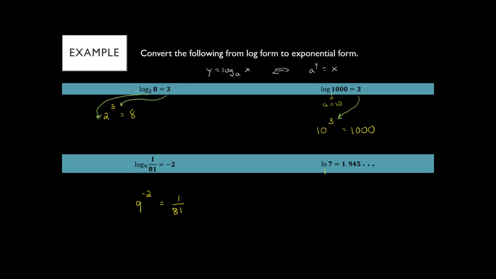So if you see ln, that is telling you that your base is e. So I'm going to write e, and then my exponent here is 1.945, and then this is equal to 7. And it's not going to be exactly 7 because we rounded. If you happened to do that on your calculator to verify, I get 6.99, which rounds up to 7. So the more digits you have, the closer we'll be to the actual value, but we're just rounding.